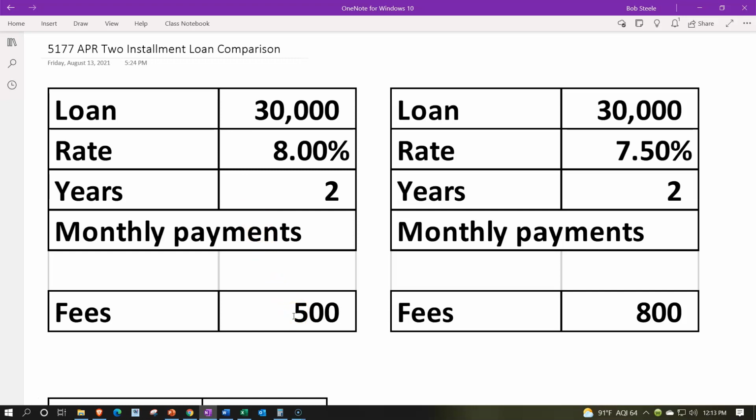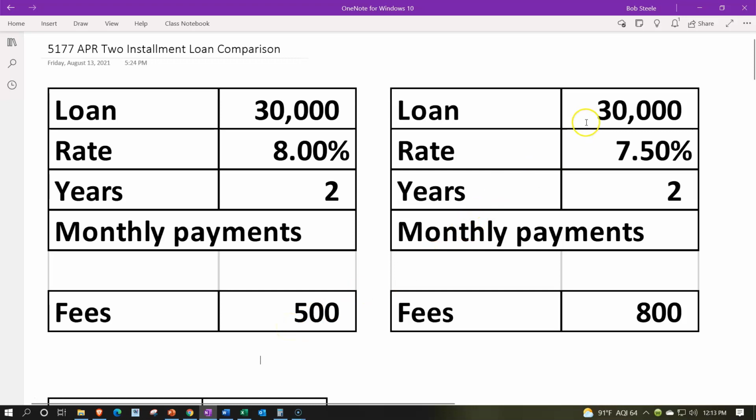They're going to take that money up front for creating the loan, tack the $500 onto the loan so that your loan is now not $30,000 but $30,500, meaning then that you'll be paying interest on not just the $30,000 but the $30,500 over the term of the loan, in this case 2 years.